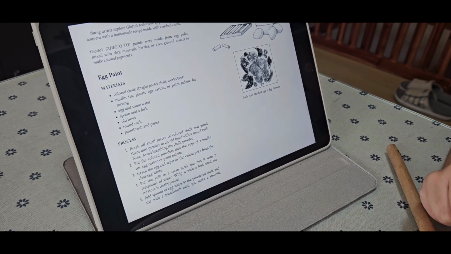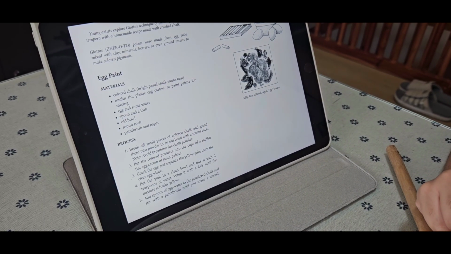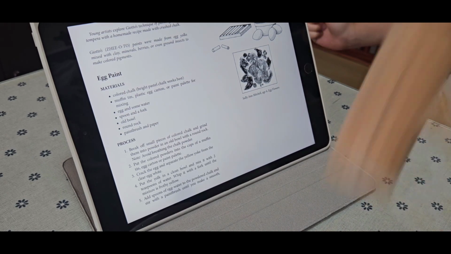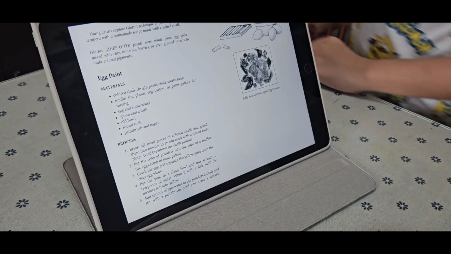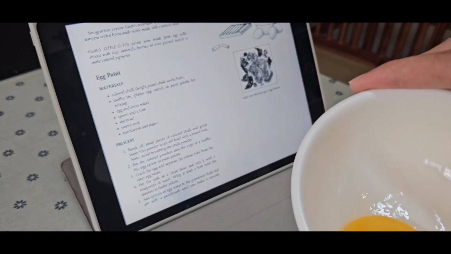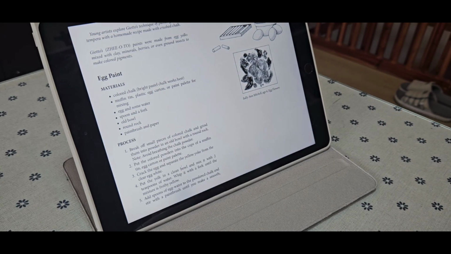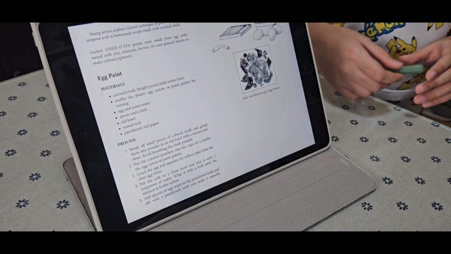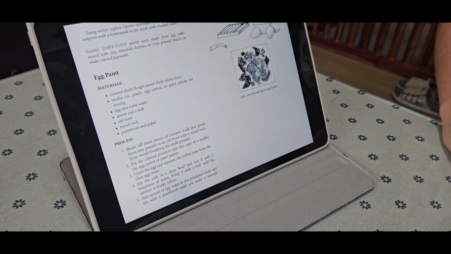Break off small pieces of colored chalk and grind them into powder in an old bowl with a round rod. Note: avoid breathing the chalk powder. So we will just use this like a mallet to pound the chalk. And then we need to put the yolk in a clean bowl and mix it with 2 tablespoons of water and whip it. So we need to make an egg water mixture.